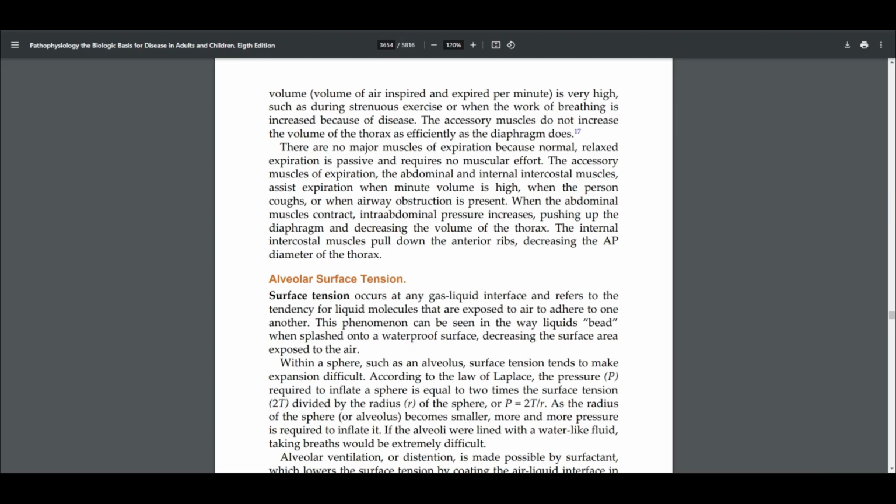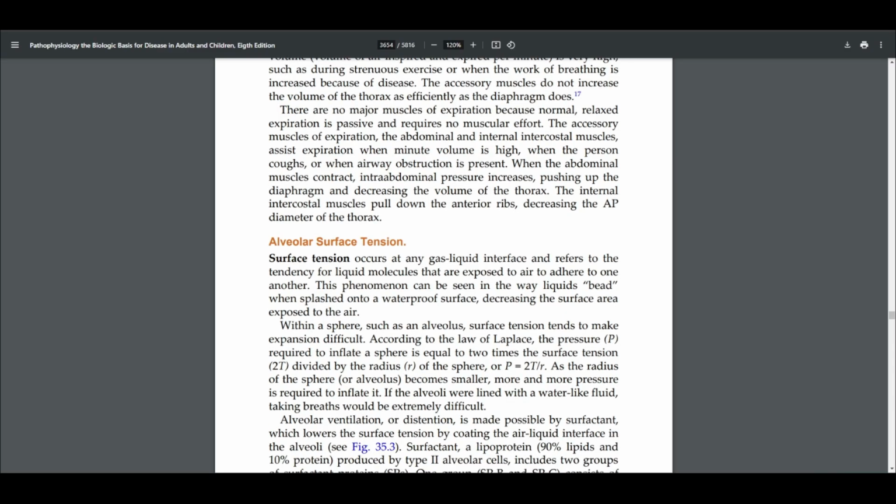When the abdominal muscles contract, intra-abdominal pressure increases, pushing up the diaphragm and decreasing the volume of the thorax. The internal intercostal muscles pull down the anterior ribs, thereby decreasing the anterior-posterior diameter of the thorax.